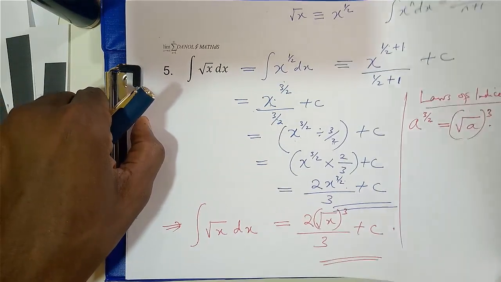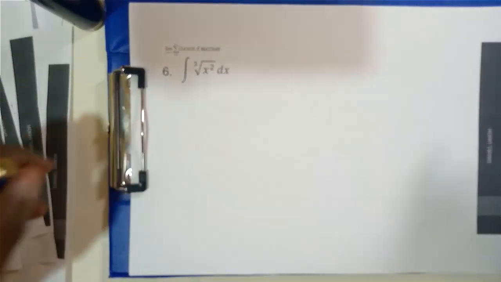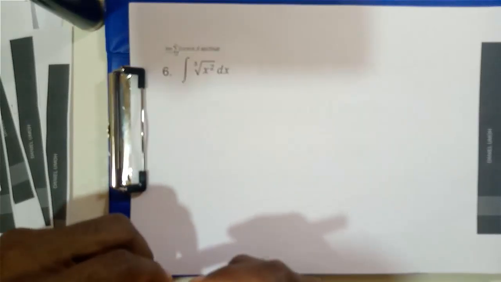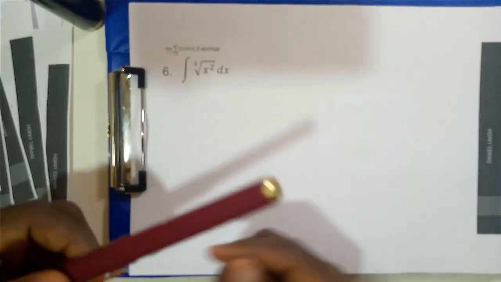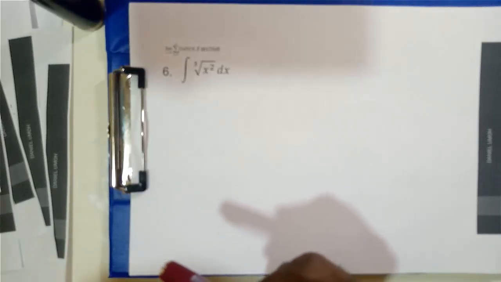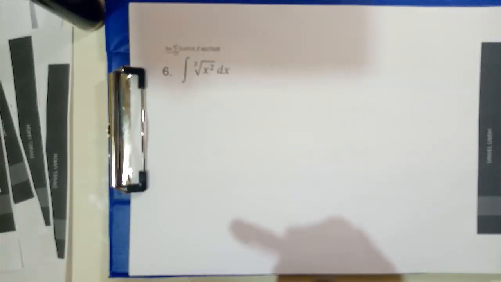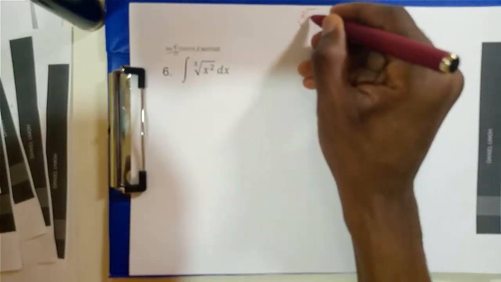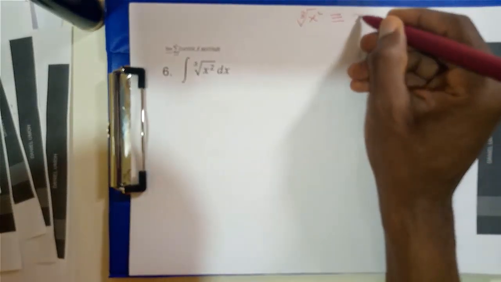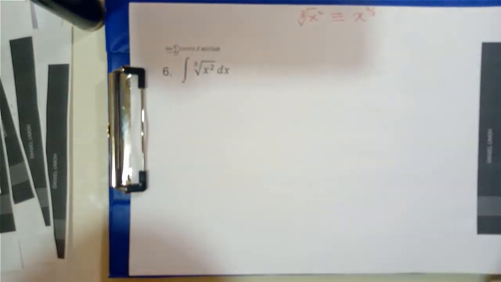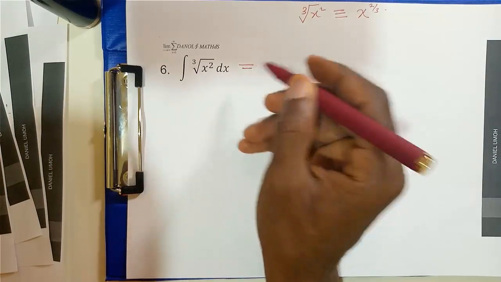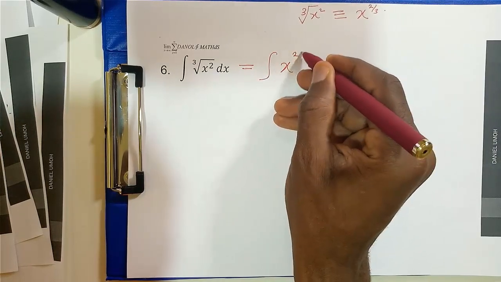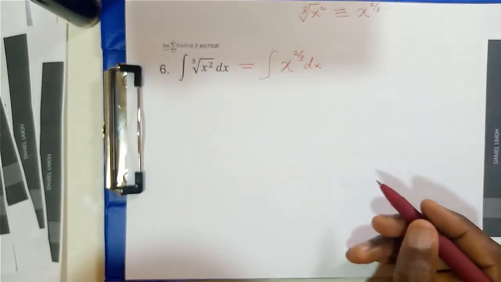Okay, let's take question number 6. I think that's the last question that we're going to do for this night, and then we'll look at some work to play with. Now, the last one says find the integral of cube root of x raised to the power of 2. Remember, according to the law of indices, cube root of x raised to the power of 2 is the same thing as x raised to the power of 2 over 3. I believe you remember that. So this will be given as the integral of x raised to the power of 2 over 3 dx.